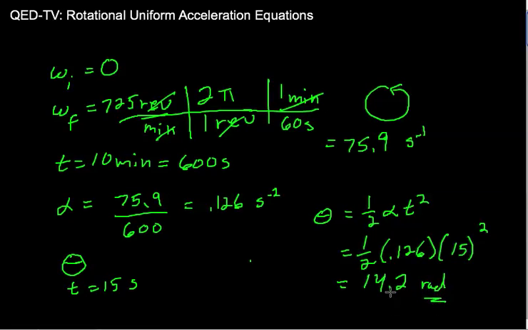14.2 radians, which is a little over 6 radians to go all the way around once. So twice would be 12. It'd be a little over 2 times around the circle that it has rotated. So that's how we can use those equations. Let's do one more problem.